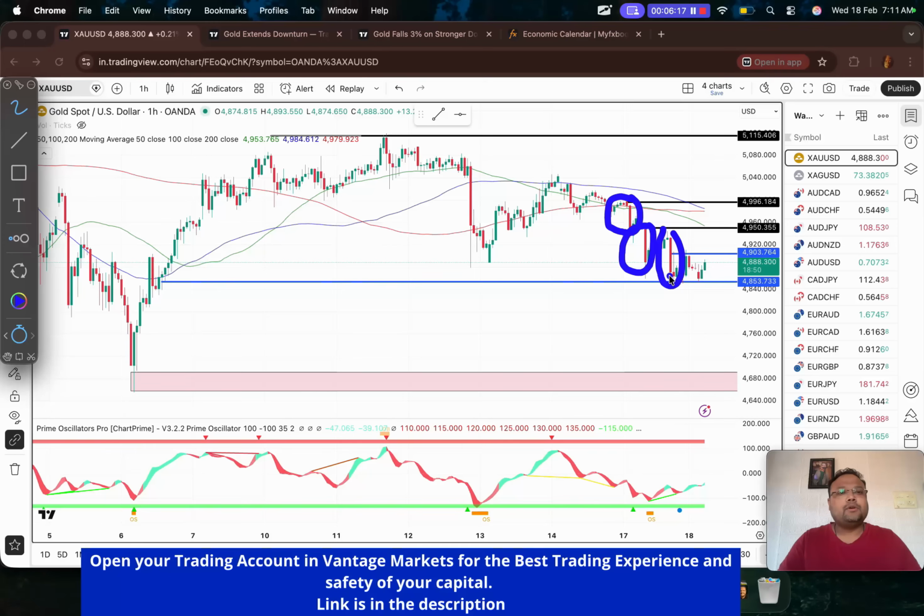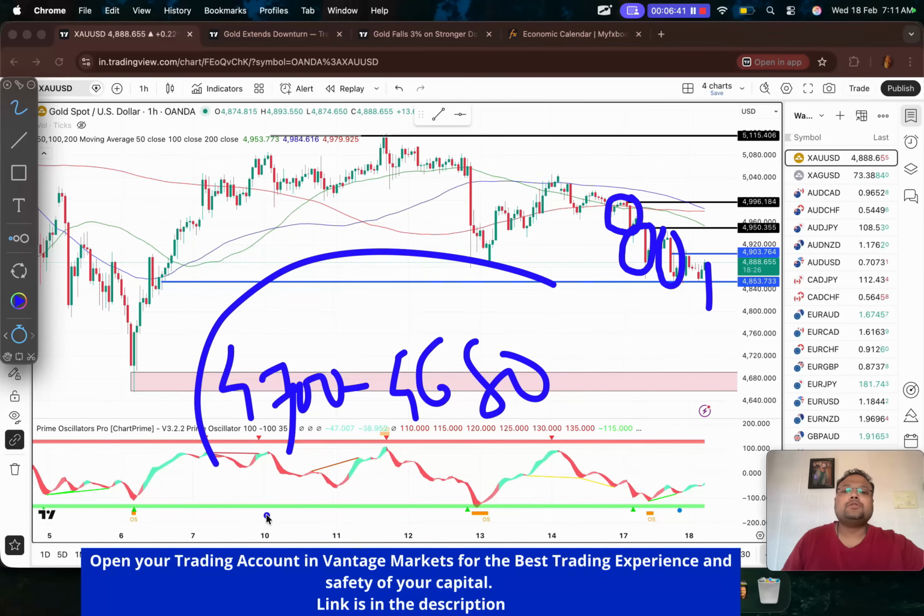So there is a possibility that after one big red candle, the market may try to recover. So I said that you can look for a selling opportunity of 80 to 100 pips. That's why. And we have a strong support around 4700, yeah, 4700 to 4680.